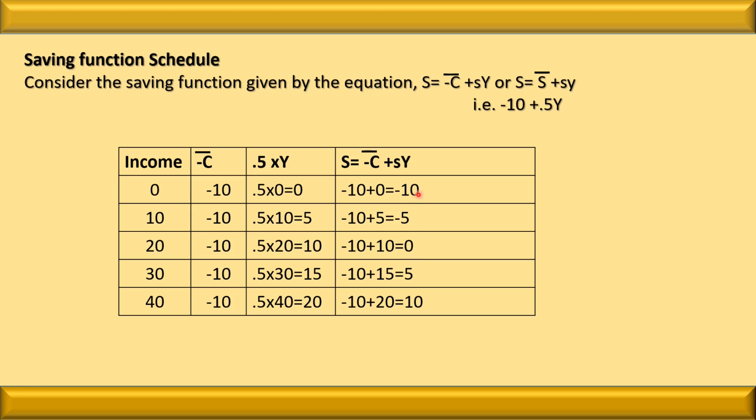Before this particular point, the break-even point, we can see that there is no saving. The question of saving is not arising. And after this point, we can see that the saving is coming. When the saving is coming, what does it mean? It means that the consumption might be less and the income is more.